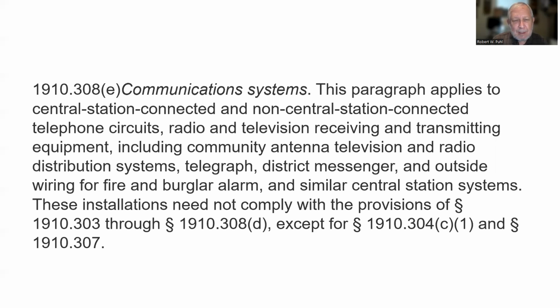Radio and television receiving and transmitting equipment, including community antenna television and radio distribution systems, telegraph, district messenger, and outside wiring for fire and burglar alarm, and similar central station systems. These installations need not comply with the provisions of 303 through 308, except for these. And that's when it gets really fun, when they start doing that. I don't know what district messenger is.